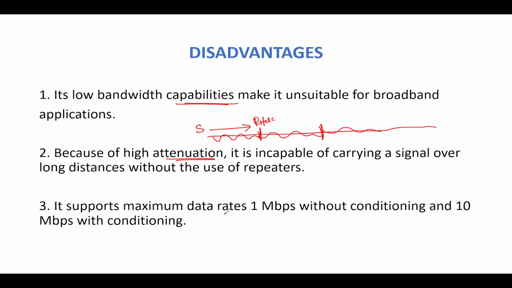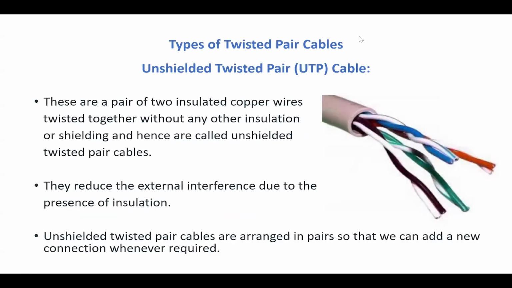Next, it supports maximum data rates of 1 Mbps without conditioning and 10 Mbps with conditioning. That is the maximum data rate it can send. If you want to send more, then it is not possible. Though it is very cheap, very flexible, and very easy to use, these are the disadvantages of twisted pair.